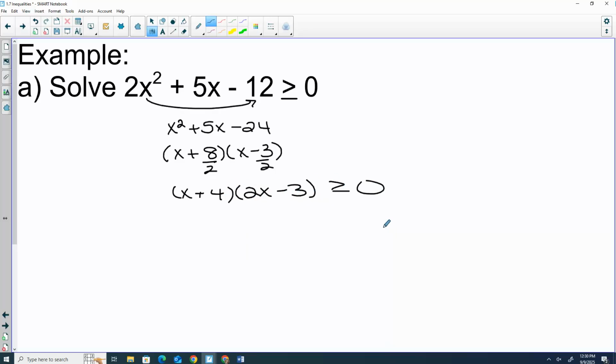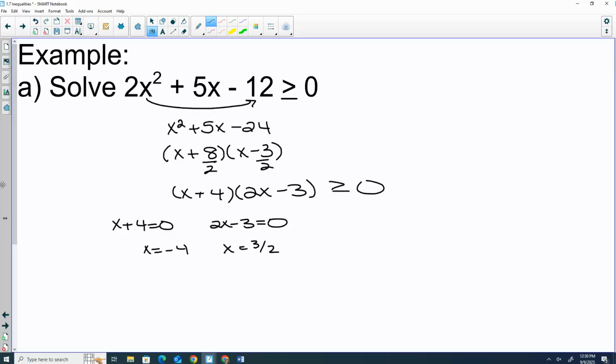We're looking for greater than or equal to 0. So what did we do next? Do you guys remember? We need to figure out when they're actually equal to 0. So first we solve each of these things. When this x plus 4 equals 0, and this 2x minus 3 equals 0. And that gives us a negative 4 and a positive 3 halves.